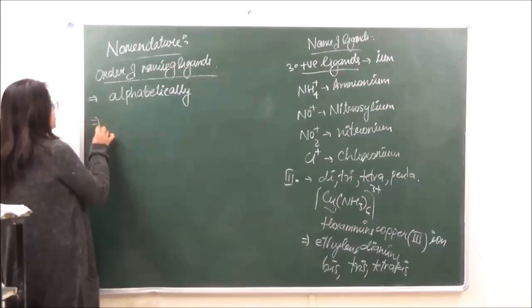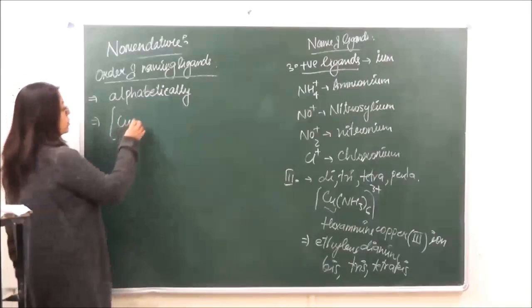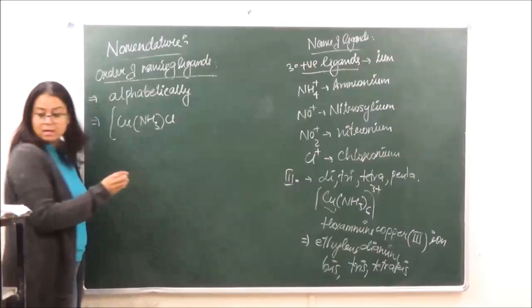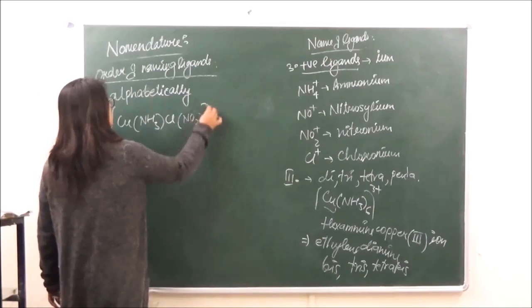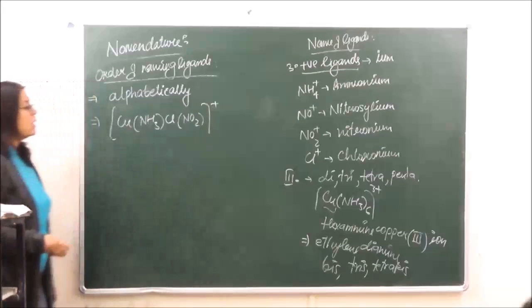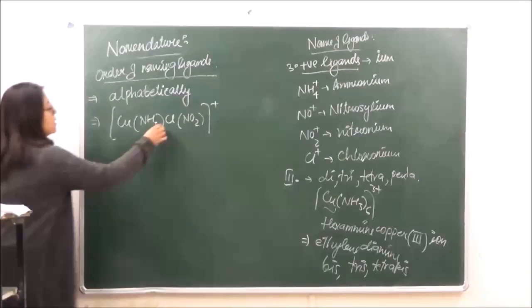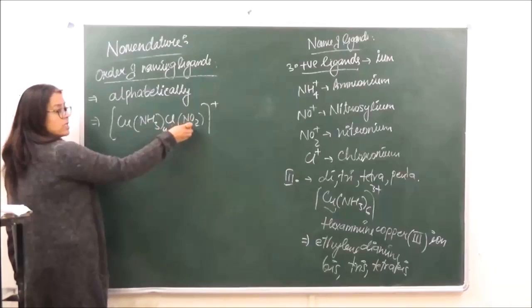Now let's take an example over here. We have a complex Cu(NH3)4 Cl NO2 positive. So how are you going to name it? We have three different kinds of ligands present. This is amine, this is chlorido, this is nitrito.